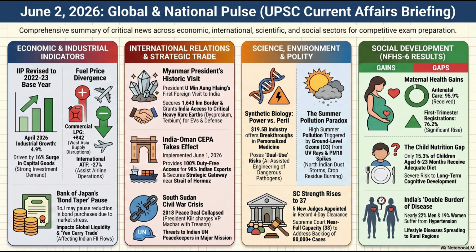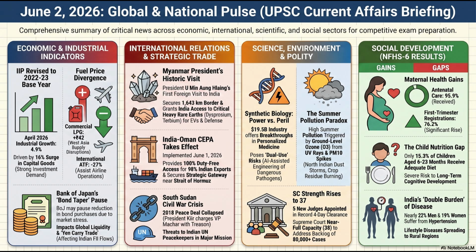So, the Supreme Court is sitting at near full capacity, acting as the ultimate protector of the fundamental rights of citizens, most importantly, Article 21, the right to life. But when we transition from the legal definition of the right to life to the actual physiological health of the nation, the data reveals a massive, deeply concerning paradox. And that brings us to the newly released findings of the NFHS 6. Yes, our fifth topic. The National Family Health Survey, Round 6, conducted during the 2023-24 period, was just officially released by the Ministry of Health and Family Welfare.